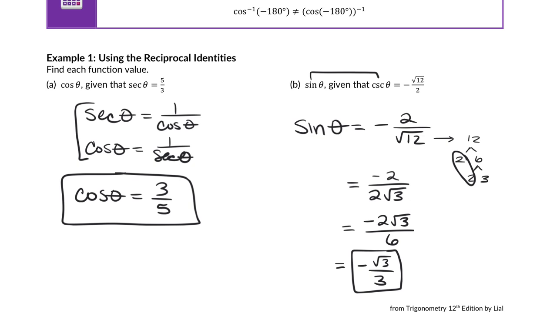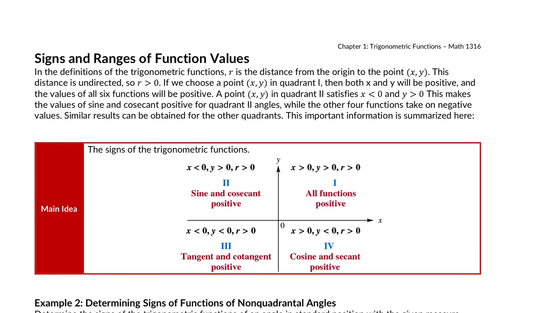Easy peasy? Great. Now that we have the reciprocal values, the reciprocal function, what we can do is focus on the signs and the ranges of these function values. Notice that I'm not talking about the function sign, S-I-N-E. I'm talking about the signs, S-I-G-N, like is it positive or is it negative? Okay. Now, there is a pattern to all of this.